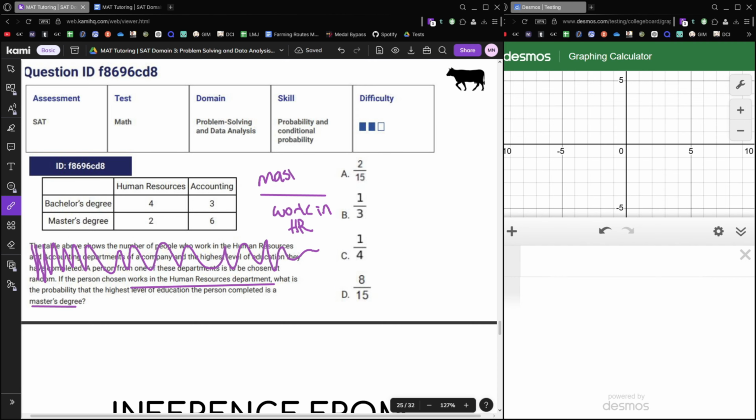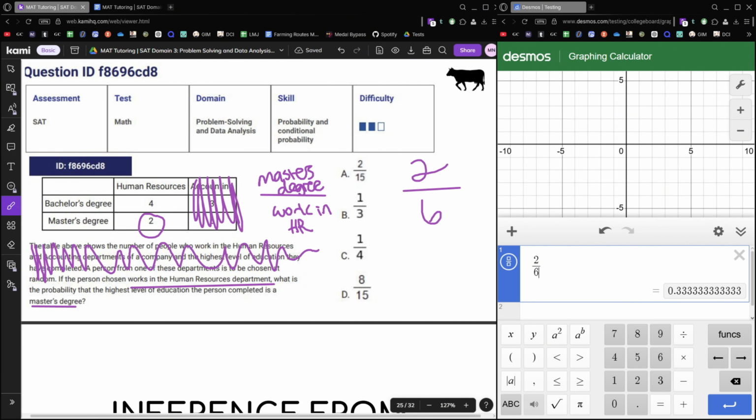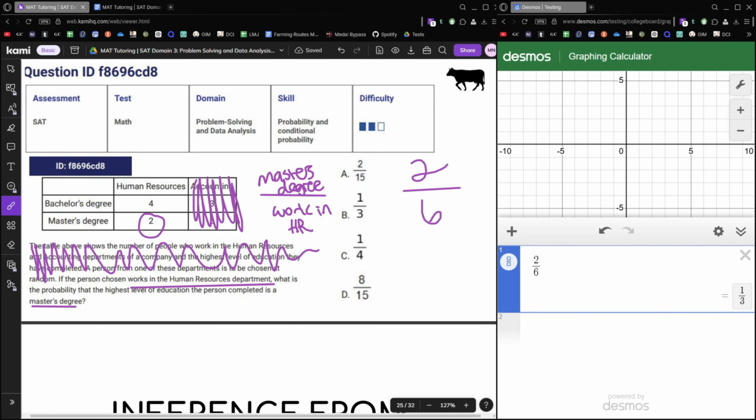So master's degree. Alright, and whenever I have a table that looks like this, I like to just block it out. So we know that our total is that they're gonna work in HR. So nothing in accounting. So HR, that's gonna be 4 plus 2. So our bottom number will be 6 because 6 people work in HR. And then for our top number, we want the number of people that have a master's degree. So that's just gonna be 2. Our answer will be 2 over 6. Or if we simplify that, that would be 1 over 3, which means our answer will be B.